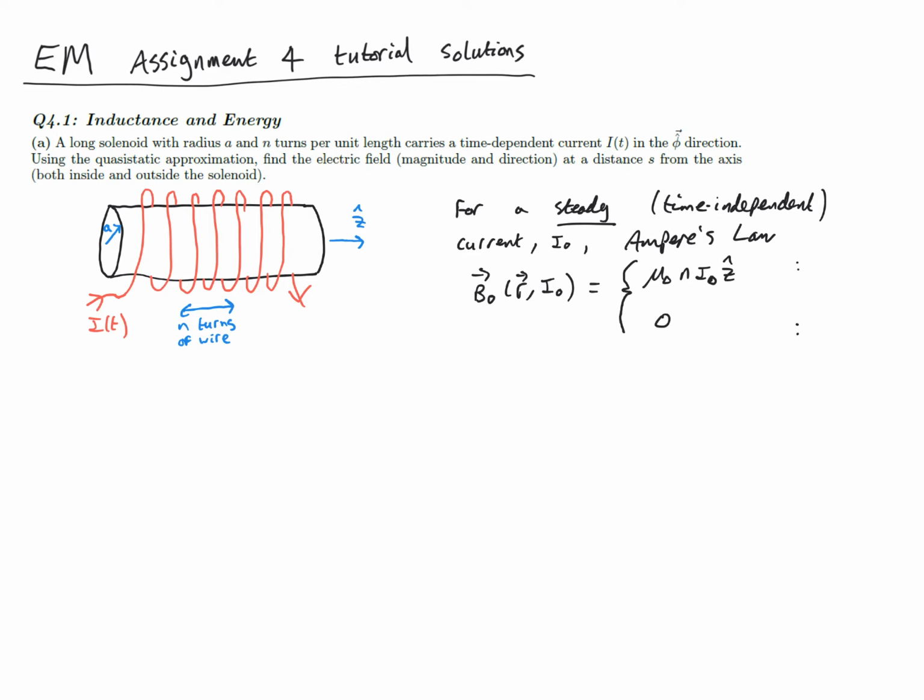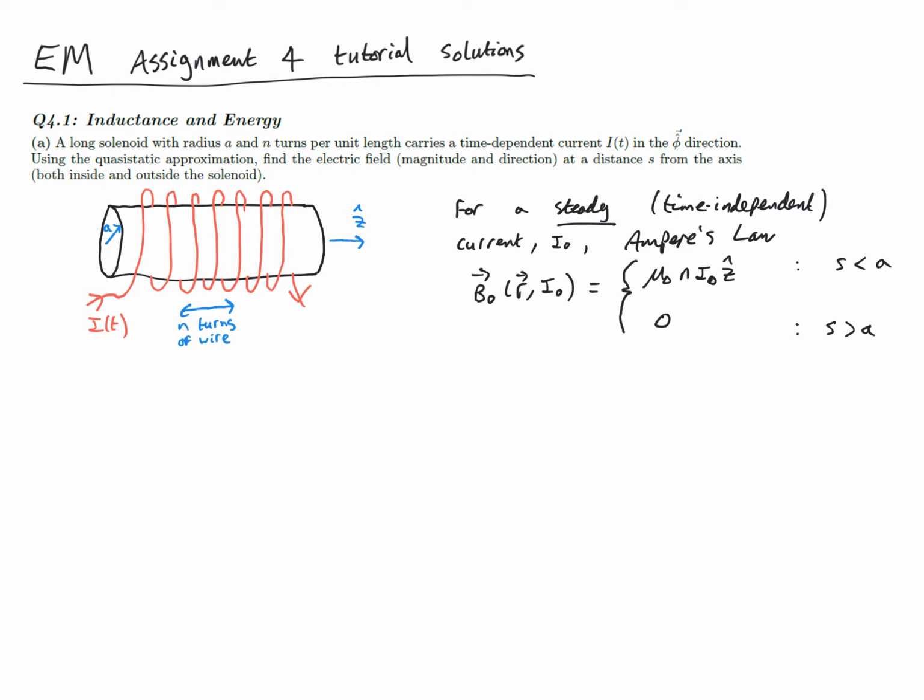We get a strong, uniform magnetic field along the axis of the solenoid, so in the z-hat direction, which depends on the current I0 and on the turns per unit length n. That's when we're inside the solenoid, so when the radial extent s is less than the radius of the solenoid a, and it is equal to 0 when outside of the solenoid. So this is a classic result. I'm not going to derive it again.